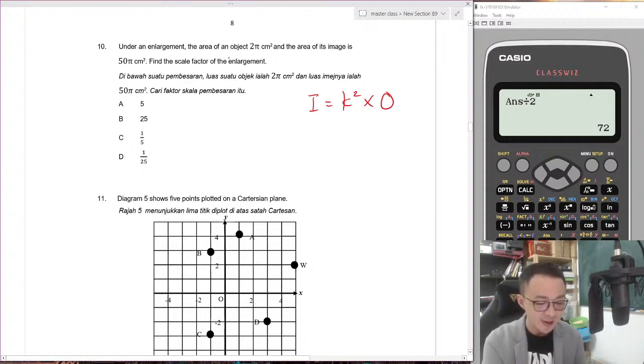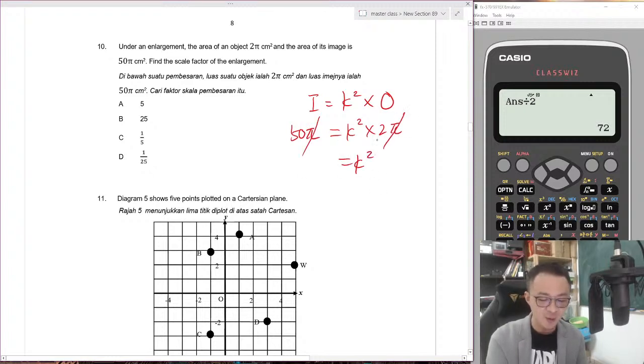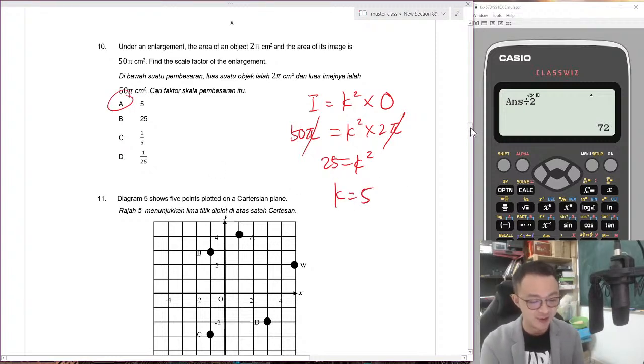So in this case, the area of object is 2 pi, and the area of image is 50 pi. So I divide pi from both sides first. So k squared, k is the scale factor, is 25. k will be 5. So the scale factor of this enlargement will be 5. Very easy, just apply the formula.